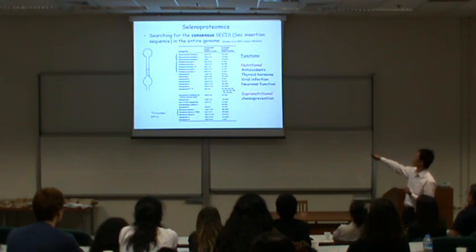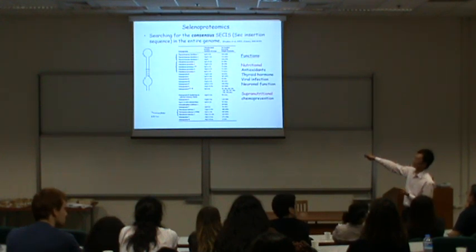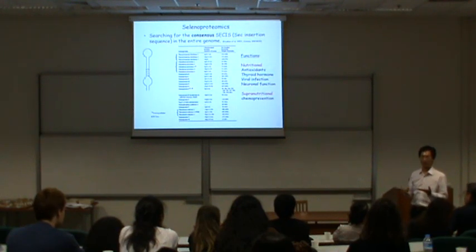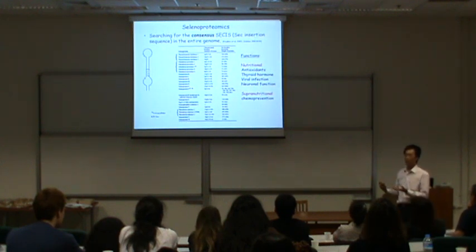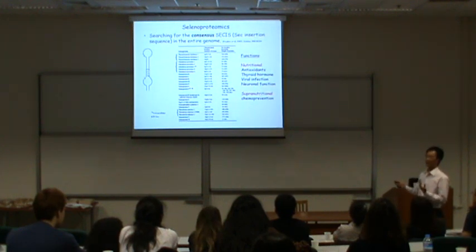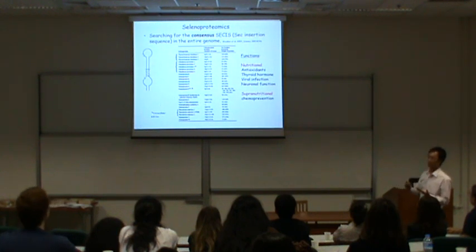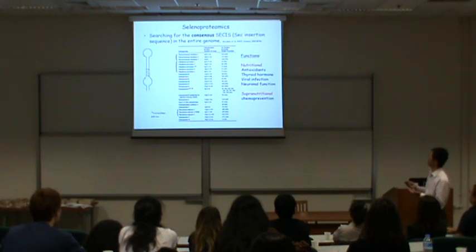Selenium plays an important role in thyroid hormone maturation. The iodothyronine deiodinase is a key enzyme to convert the inactive T4 to the active T3. So for thyroid hormone maturation, you not only need iodine, you also need selenium. Without the deiodinase, which is a selenium protein, your thyroid hormone cannot mature. So this is an enzyme to convert T4 to T3.